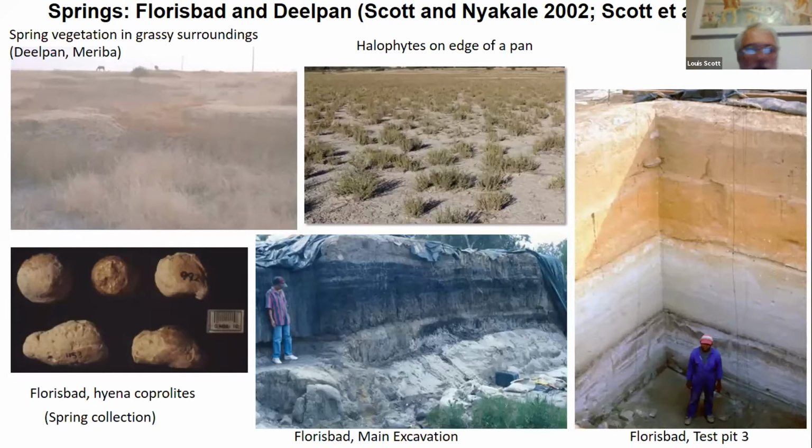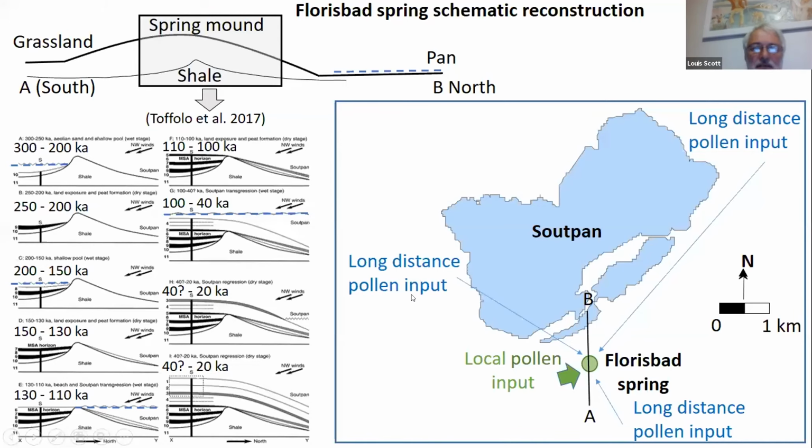Okay, then the other sites that we work on are the spring sites, for instance, Floris Bad. Here, the problems are really tied to the architecture of the spring.